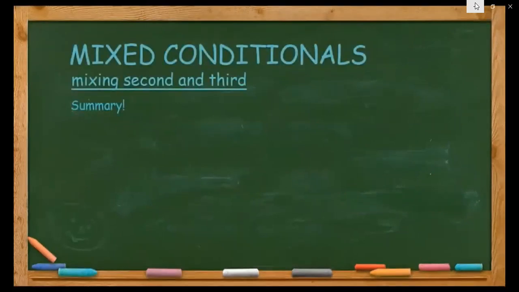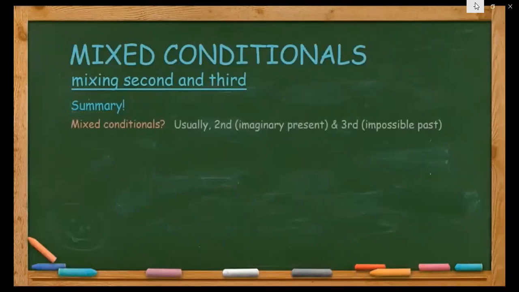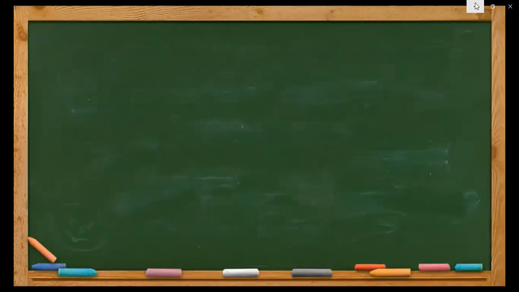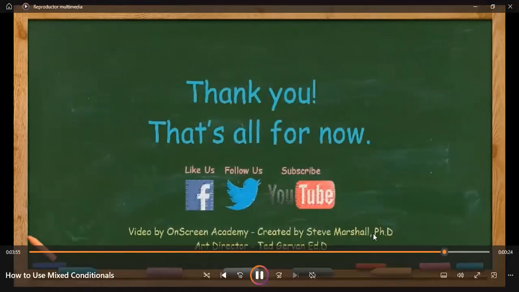Let's look at the lesson summary. When do you use mixed conditionals? Usually to combine the second conditional, imaginary present, and the third conditional, impossible past. If you have the second, then third conditional, you would begin with the imaginary present. For example, if I didn't have an interview today, and the second part of the sentence would be impossible past. I would have gone out last night. Third then second, if I hadn't robbed the bank, is impossible past. I wouldn't be in prison now, imaginary present. Thank you, that's all for now.